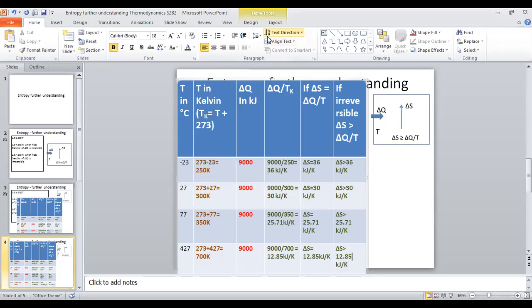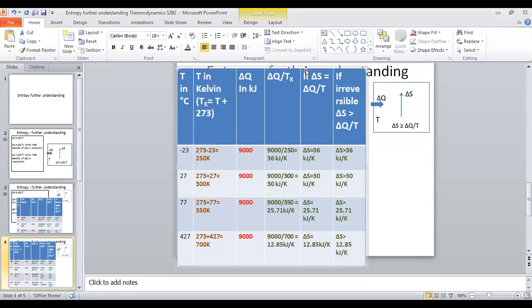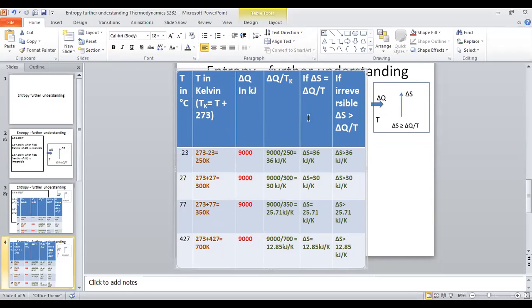You can see at quite high temperatures, 700 Kelvin, 427 Celsius, entropy increase is only 12.85, the minimum increase. But the minimum increase at minus 23 degrees, negative, entropy increase, the minimum is 36. 36 and 12.8. 36 is almost 3 times.